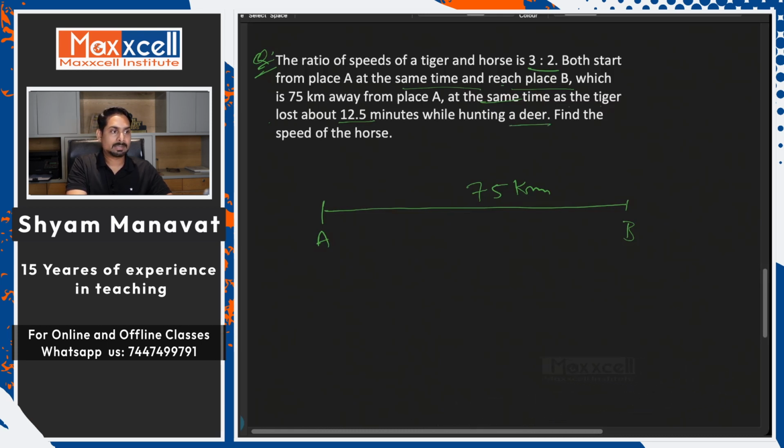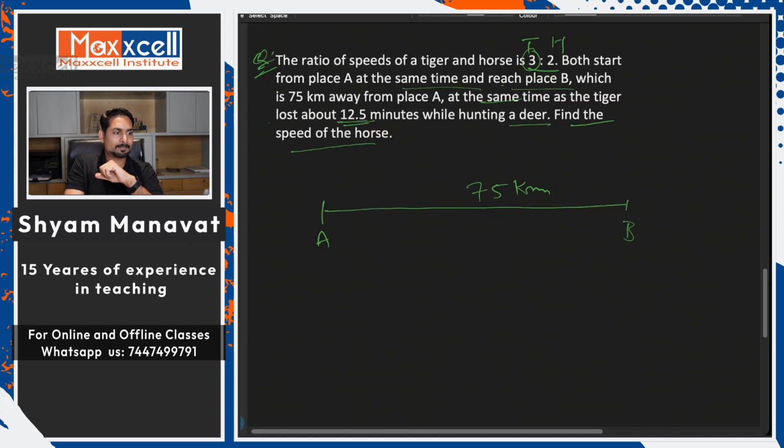Think about it. Here, tiger and horse. The tiger and horse speed ratio is 3:2, so the tiger speed is higher. If the tiger speed is higher, that means the tiger should reach early. Now why is the tiger not able to reach early? Because he has wasted 12.5 minutes hunting a deer, right? Find the speed of the horse.